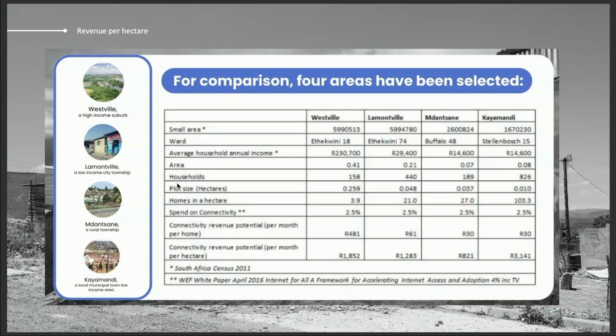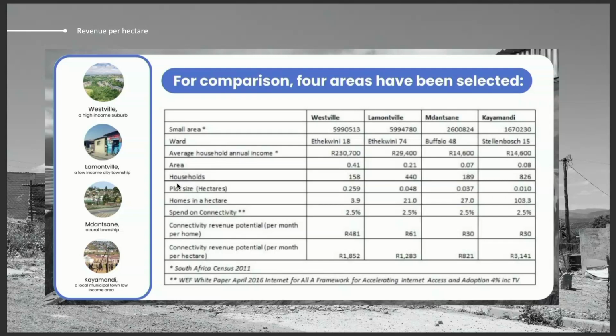Okay. So your average household income for Westville is about 230,000 a year. For Lamontville it is about 30,000. For Umdansani it is down to 15,000. And for Kayamandi it is also 15,000. Now you would think that those areas are really a tenth of the amount of revenue coming into Westville. So historically, for the first 10 years of fiber deployments, we focused on the Westvilles, on the Danefern. We've got the founder of fiber into the home here, Paul Colmer, into Danefern. And we focused on those areas, okay?